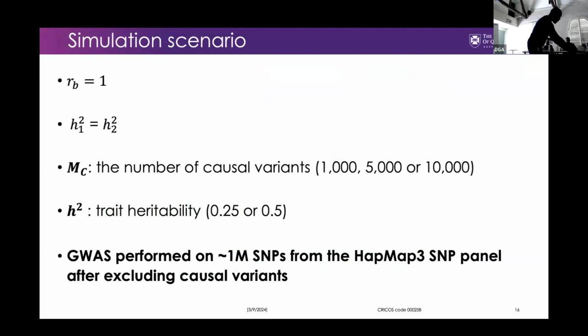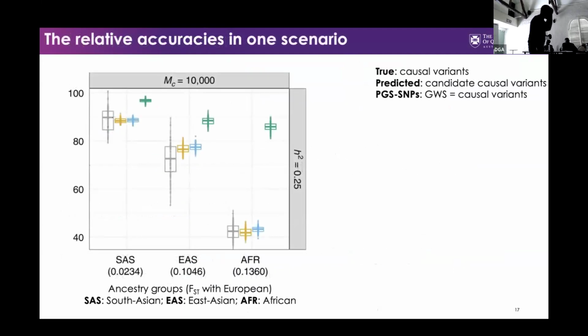So, yeah, these are just some of our simulation scenarios. I think by and large, we do see very consistent results. We vary things like the number of causal variants, variability, but I'm not going to bore you with this. So this is the first set of results. This is essentially a simulation setting where, as I said, we have the same causal variants. The effect sizes are the same.